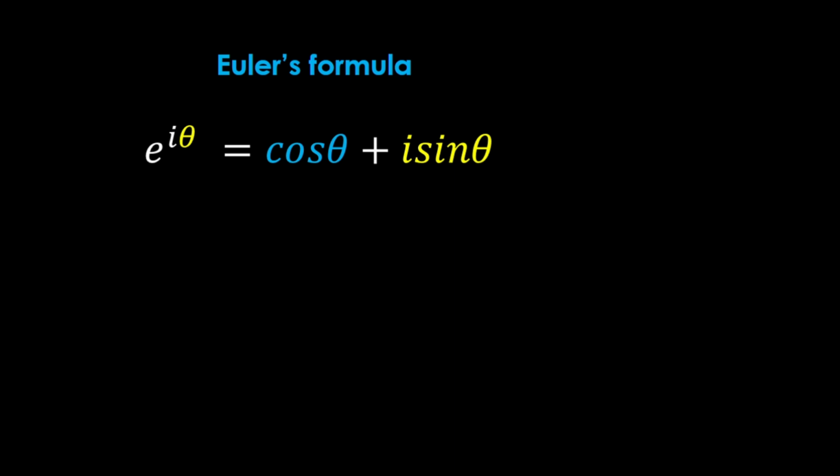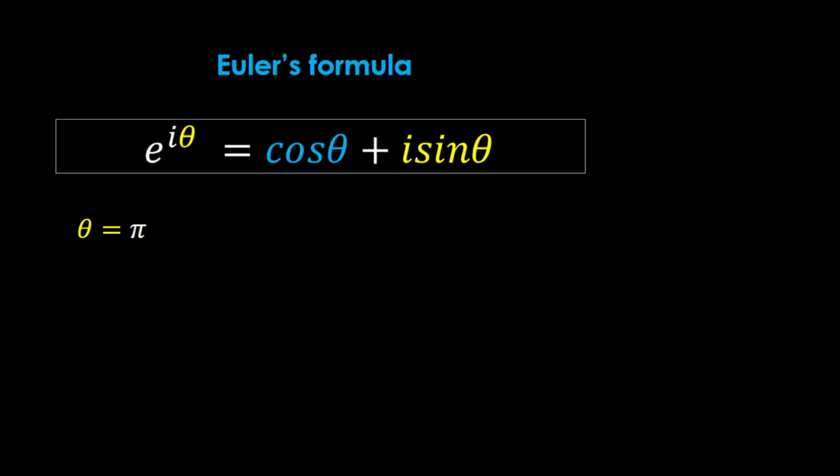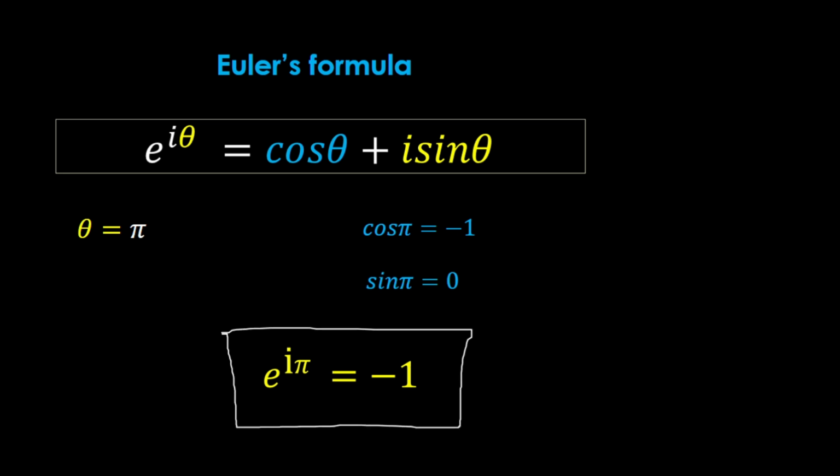From Euler's formula, e to the i theta is equal to cos theta plus i sin theta. Hence, having this, we're going to have theta equal to pi. Therefore, cos pi is equal to negative 1, that is a typical example, and sin pi is equal to 0. Therefore, e to the i pi is equal to negative 1. You know about the beautiful math equation from Euler's. Yeah, that's how it was derived.